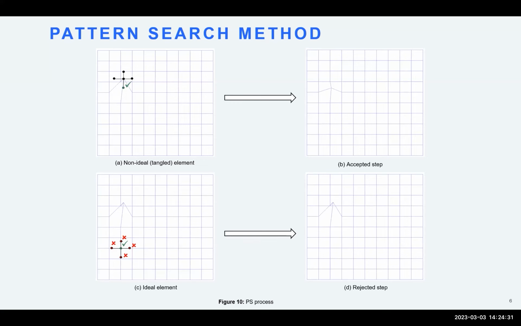But does it always do that? No. As the bottom example shows, it forms the pattern and finds out that the current location has the minimum value of the objective function. So it doesn't move that node anywhere and moves on to the next node. It does a little thing before moving on, which we're going to touch on in the next slide.